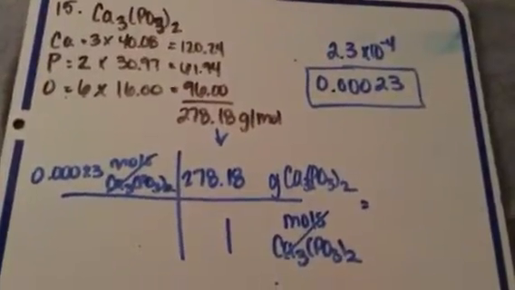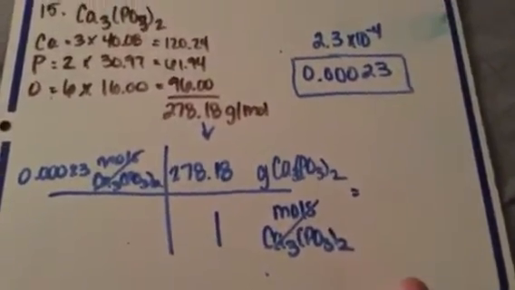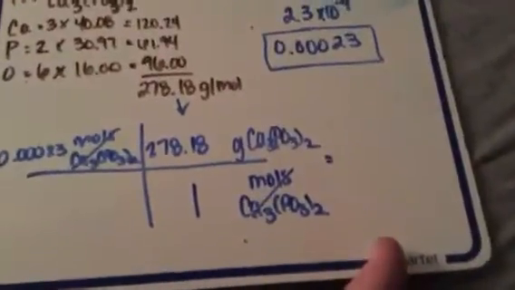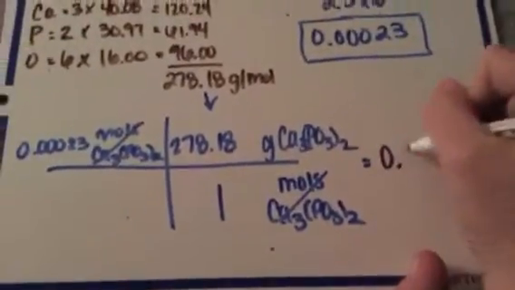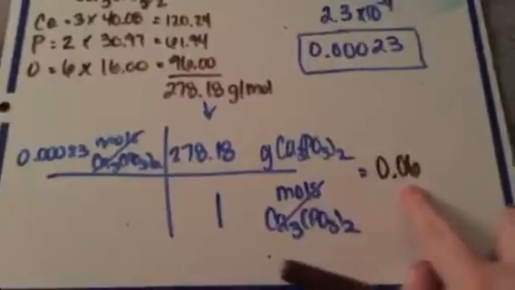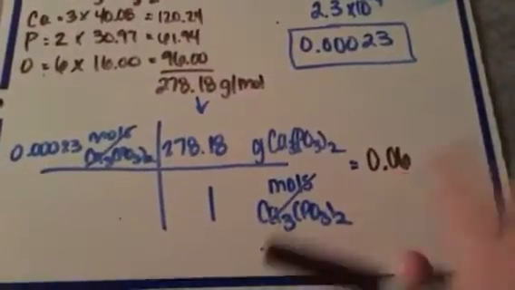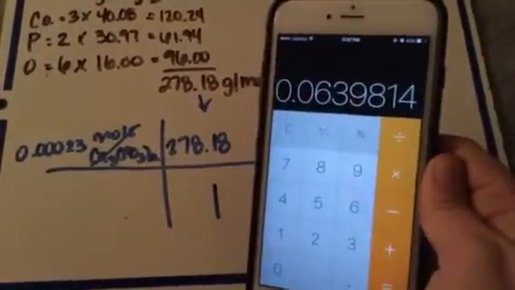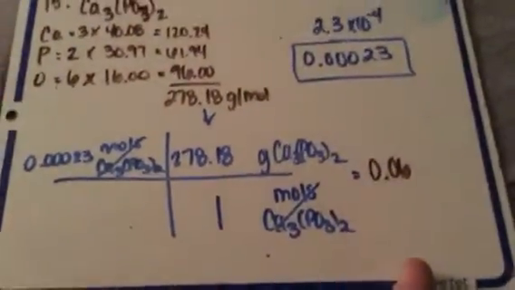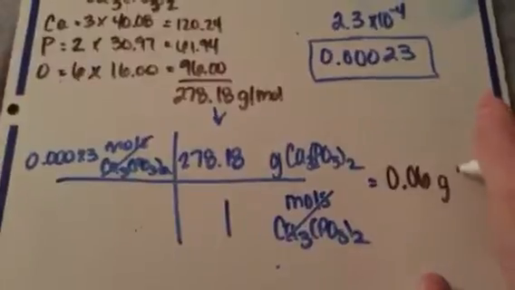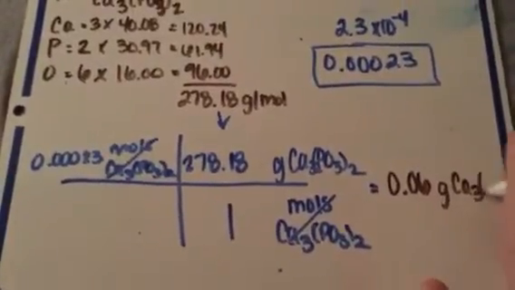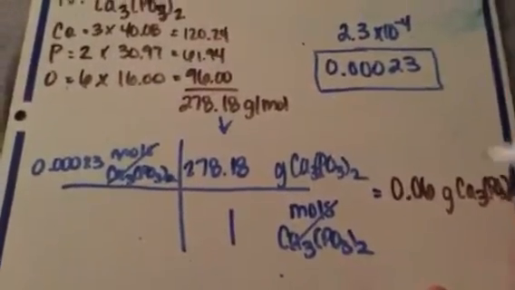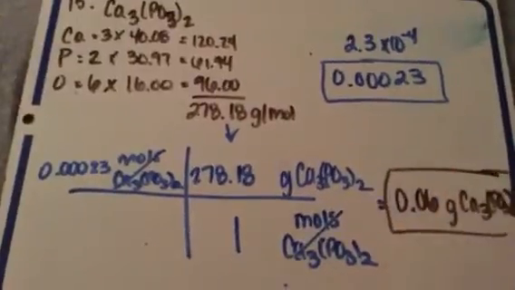This is what you should see in your calculator. I'm just taking 2 places after the decimal. So I'm going to say 0.07, and then I'm just going to end it by giving the unit of grams per Ca3(PO4)2. And I'm going to box it in, and you're done.